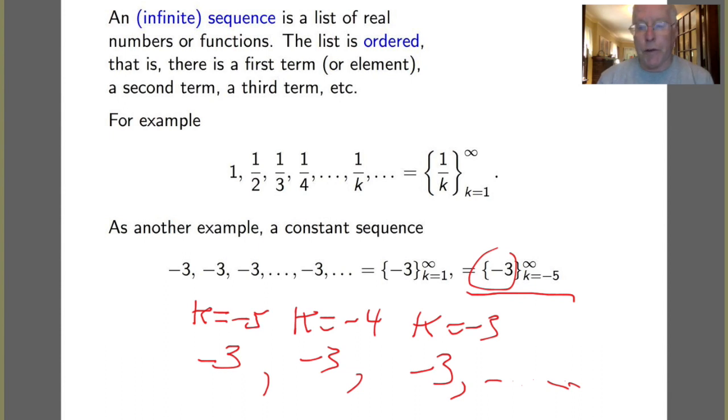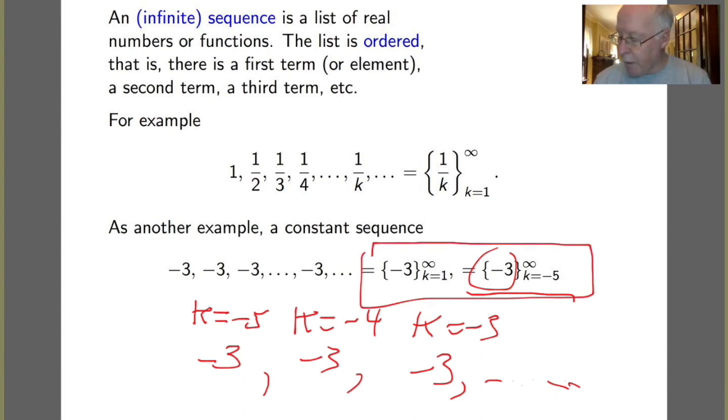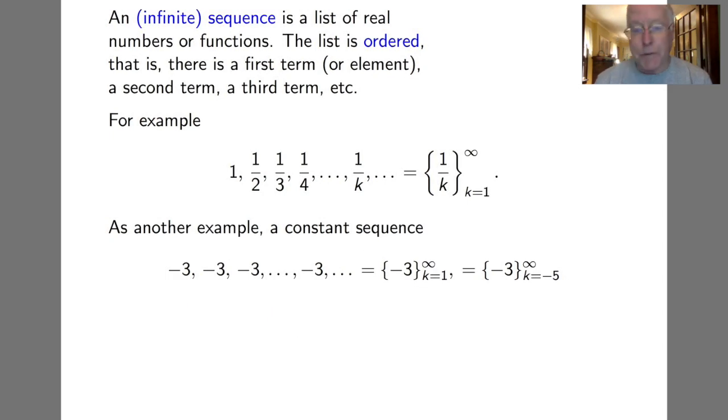So we'll see that there are usually many ways to write a sequence in forms like this. Sometimes you want to change the inside a little bit, sometimes you don't, but certainly we're going to look at sequences that start from many different points. Most of our work will be sequences with k equals 1 or maybe k equals 0, but be prepared for others.